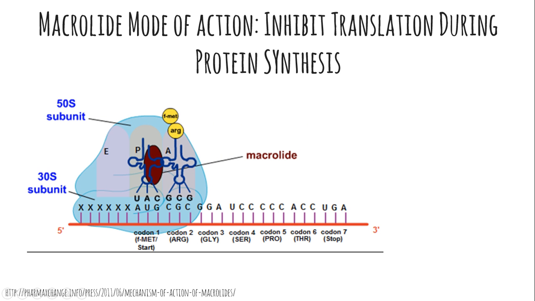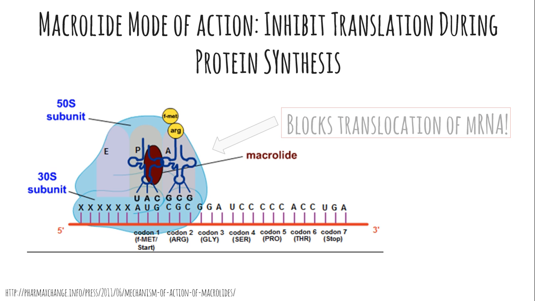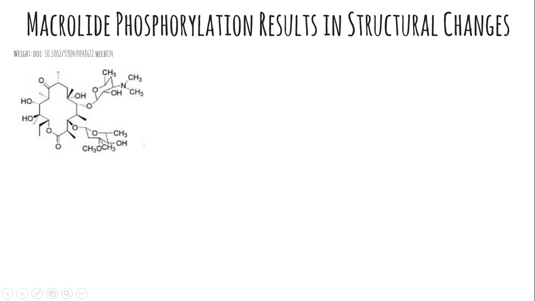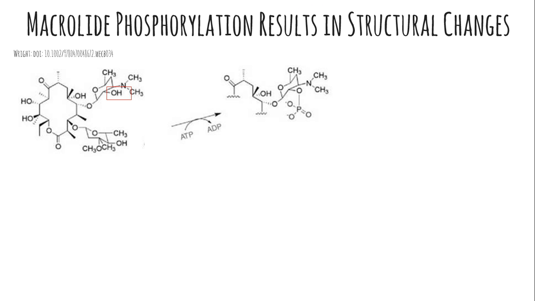So the way that macrolides work is it inhibits translation during protein synthesis. It binds to this 50S subunit and prevents the translocation of the mRNA. So why does macrolide phosphorylation change anything? Well, it changes the structure. This is the structure of erythromycin, the macrolide that we worked with, and pay attention to this 2' hydroxyl group. If you phosphorylate erythromycin, then you lose that reactive 2' hydroxyl group.